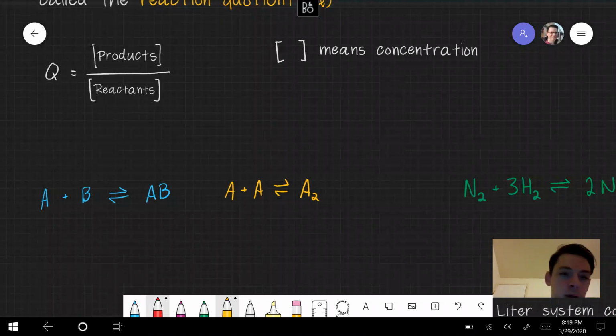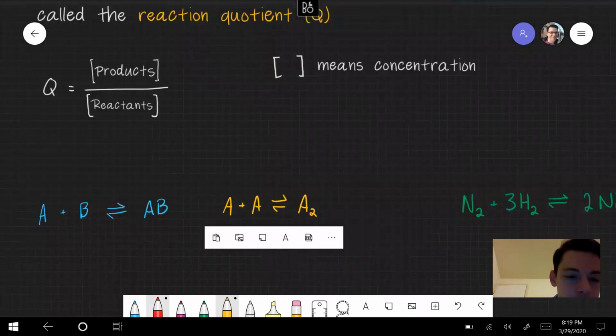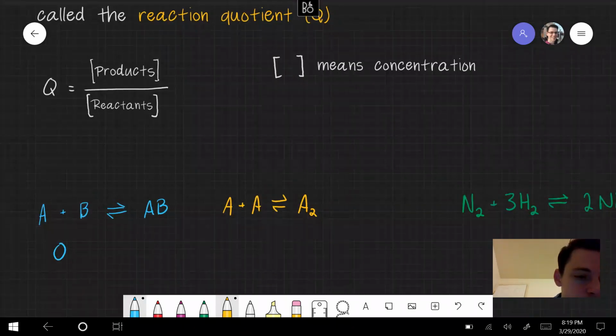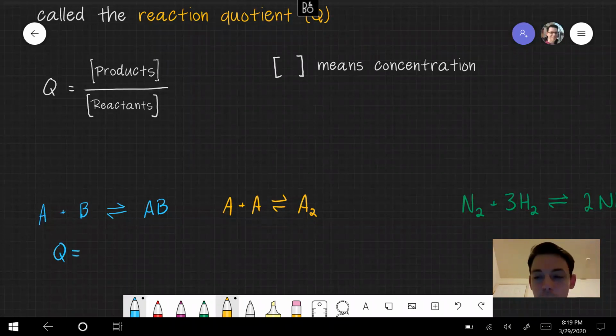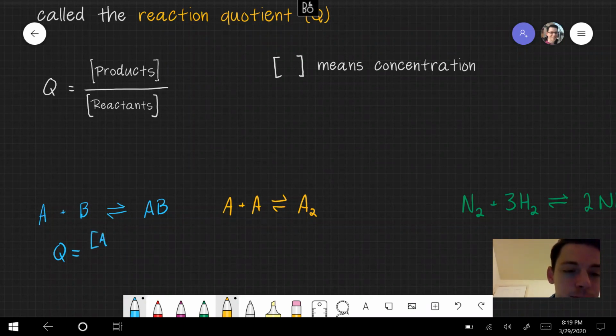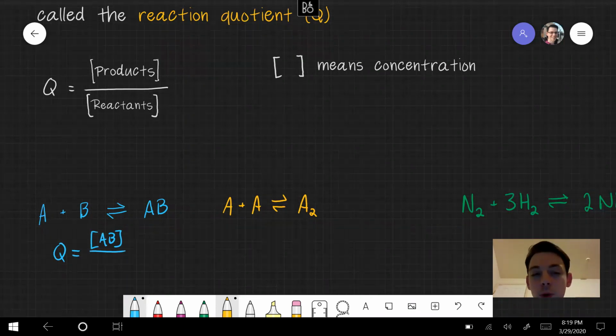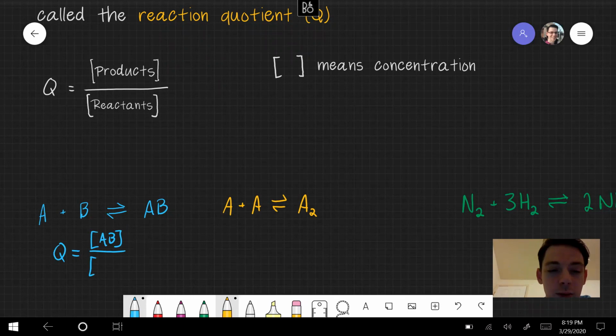Okay. In this case, our Q expression, Q, would be the concentration of the products. The products here are AB, just one product, divided by the concentration of the reactants. When we have more than one reactant, we multiply them together. So in this case, I have two reactants, A and B. Okay, so this would be my Q expression.